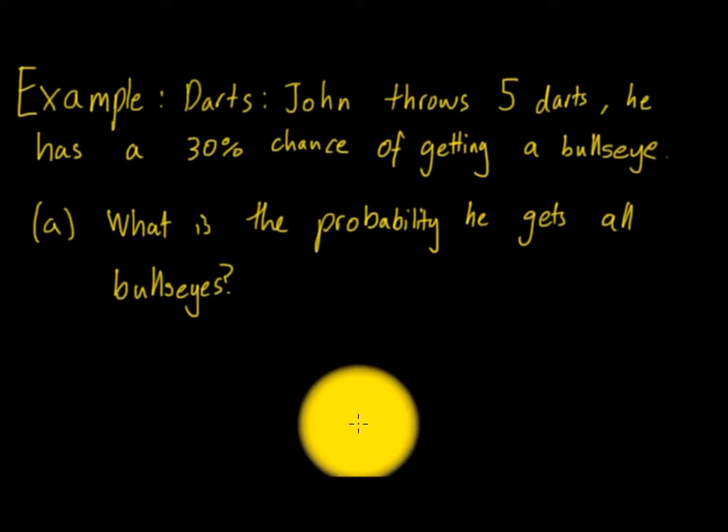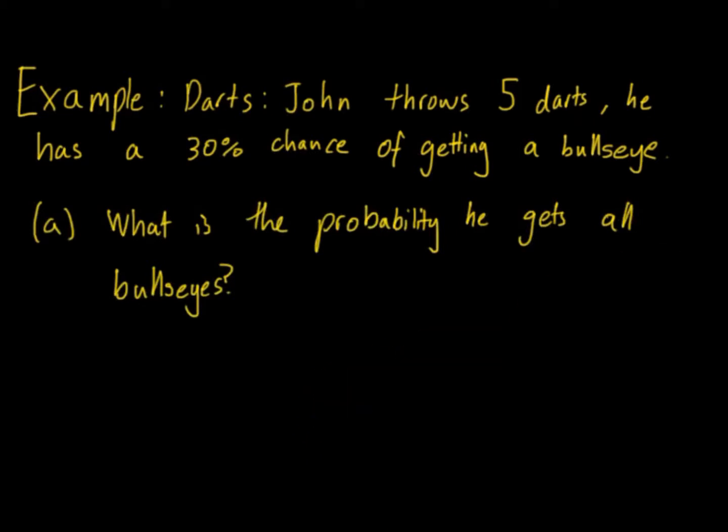He has a 30% chance of getting a bullseye. So this is a binomial distribution. Why is that? He's throwing 5 darts, so automatically we know that the number of trials is going to equal 5. Now he has a 30% chance of getting a bullseye, so we know the chance of getting a bullseye. Now what is the probability he gets all bullseyes?